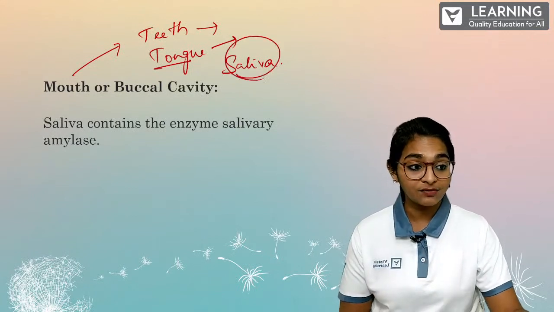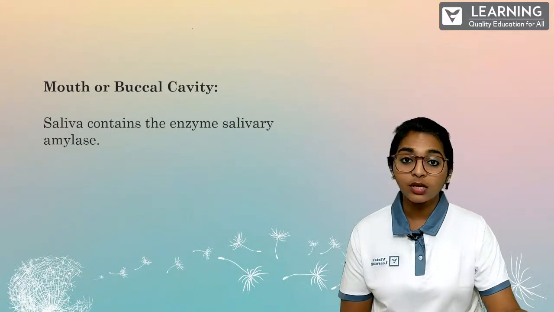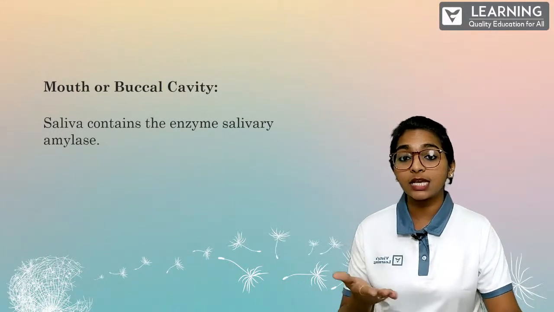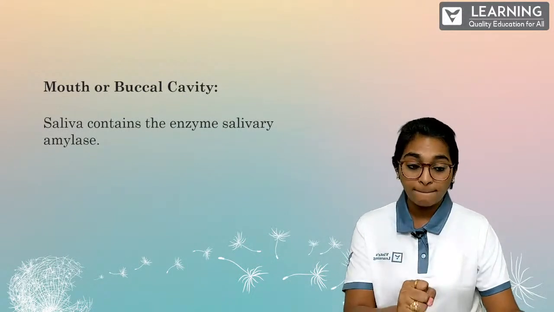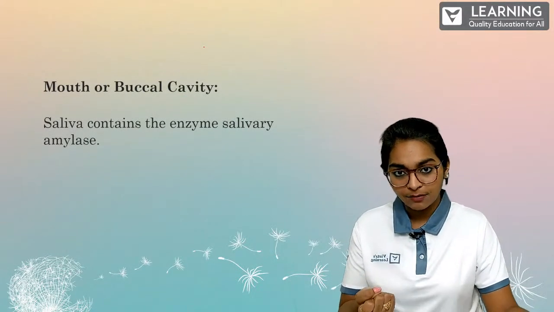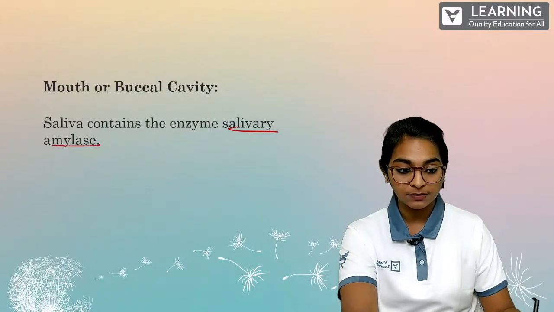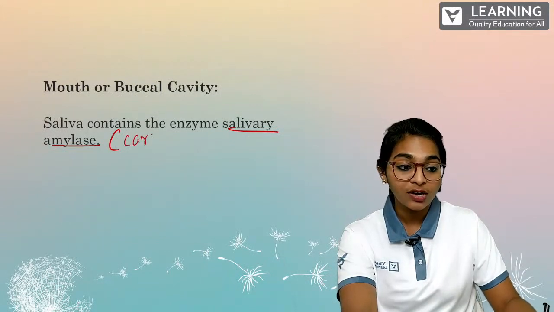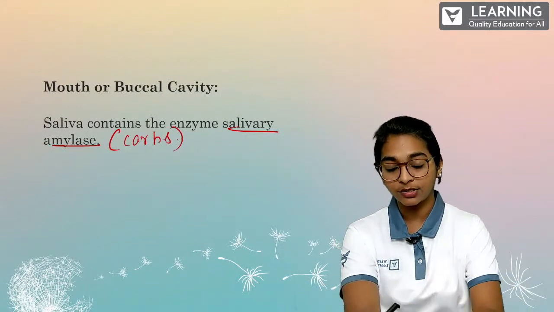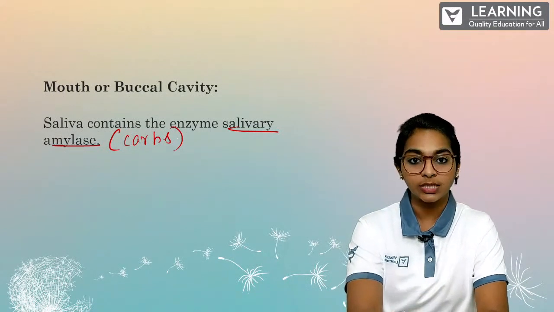And then the saliva. Saliva plays a very important role here. How does it play an important role? It not only lubricates the food, but it also contains an enzyme. What is the enzyme that it contains? Yes, salivary amylase, which helps in the digestion of carbohydrates. So the digestive process for carbohydrates starts in our mouth itself.